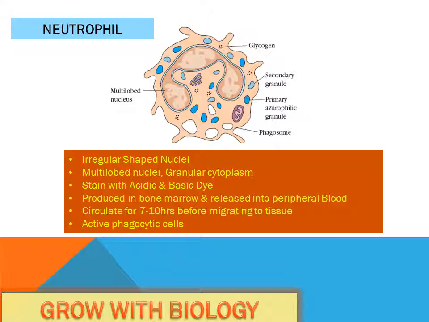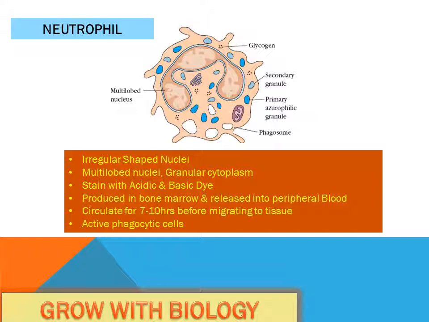Next is neutrophils. In neutrophils, we will observe that it is a multi-lobed nucleus. While basophil was lobed, eosinophil was bilobed, and neutrophil is multi-lobed. When we prepare the slides of WBCs, we can identify the cells by looking at the lobed structures. It has an irregularly shaped, multi-lobed nucleus and a granular cytoplasm. It stains with both acidic as well as basic dye. Either you can use eosin or methylene blue.